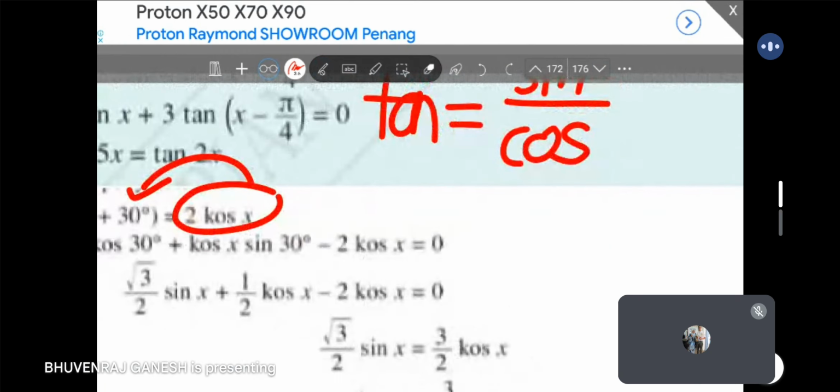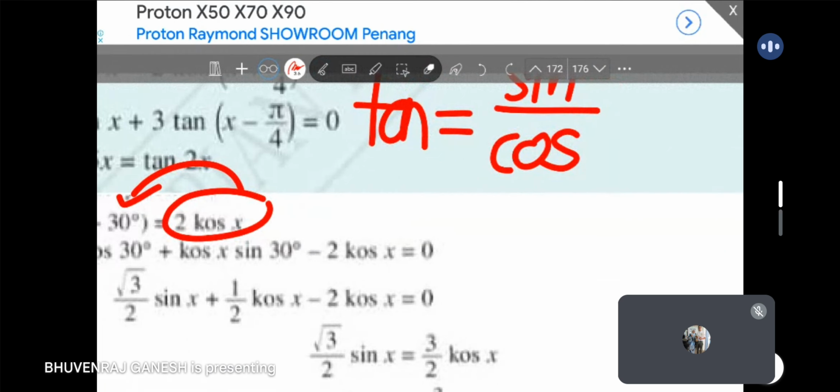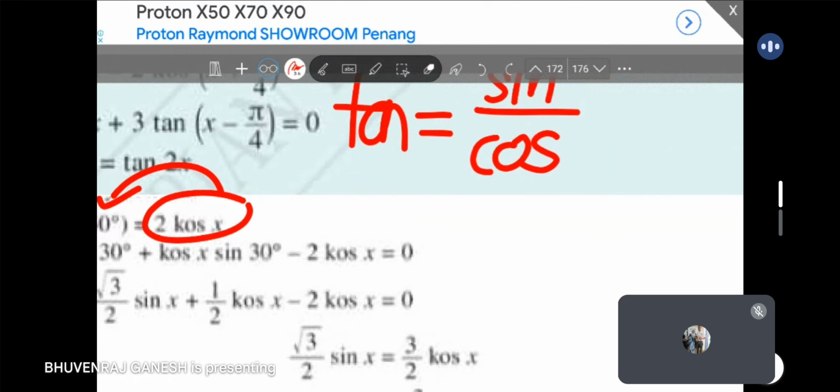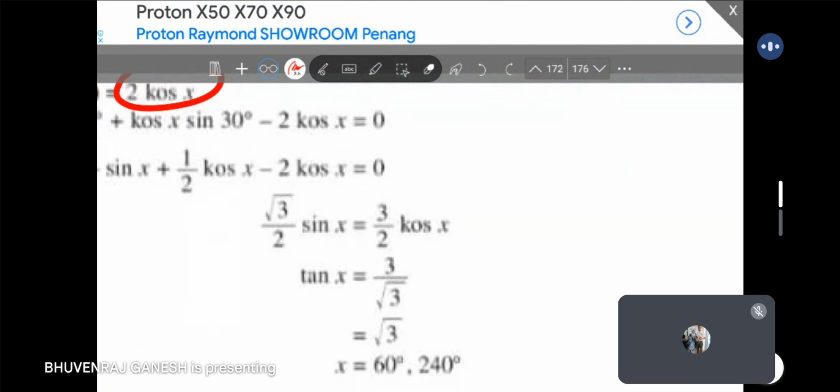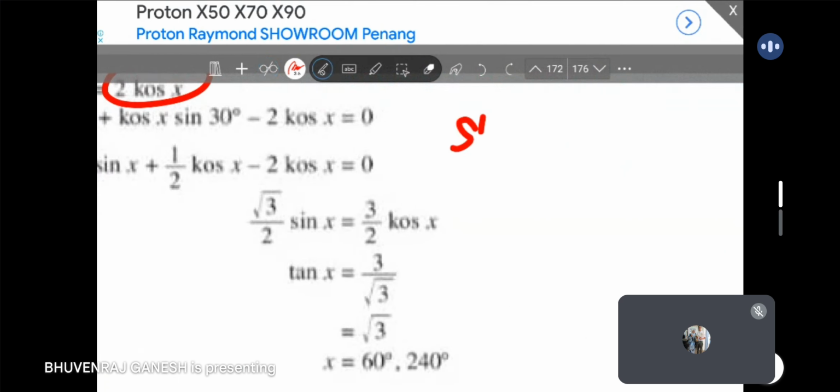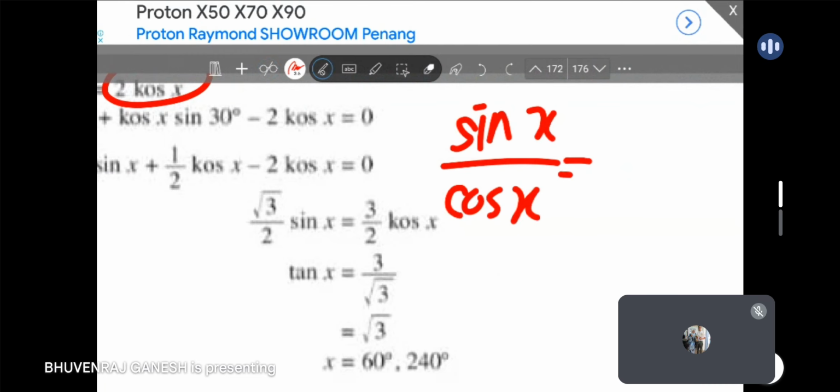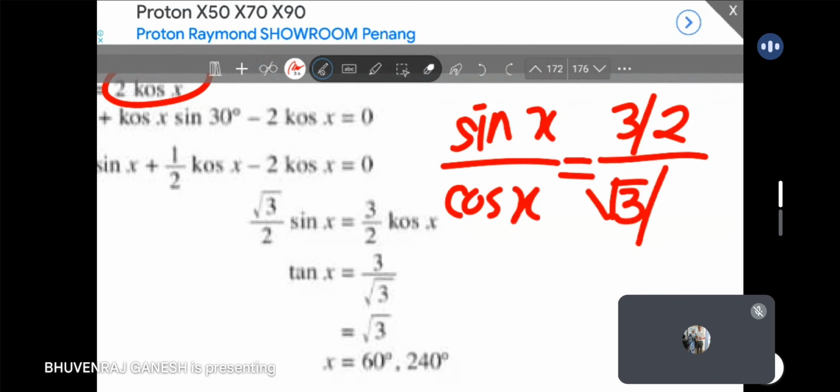So you shift all the cos to one side, ke sebelah kanan, pindah semua ke sebelah kanan, and then you can find sin x over cos x. So sin x over cos x, you will have 3 over 2, and then bahagi root 3 over 2. So you will get the answer which is root 3.